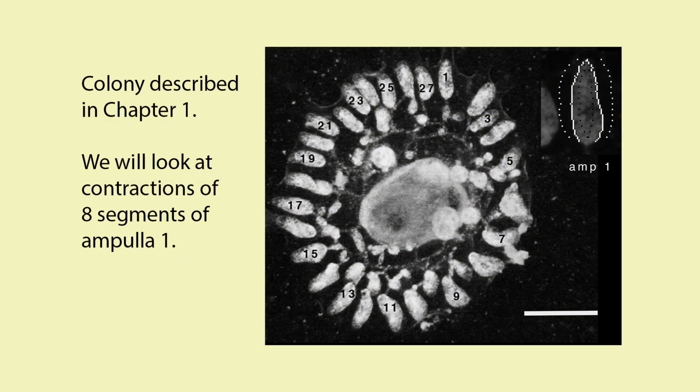First, let's look at contractions of an ampulla attached to a colony. This is the colony described in Chapter 1 of the series. We will look at contractions of the 8 segments of the ampulla at the top of the colony, number 1.